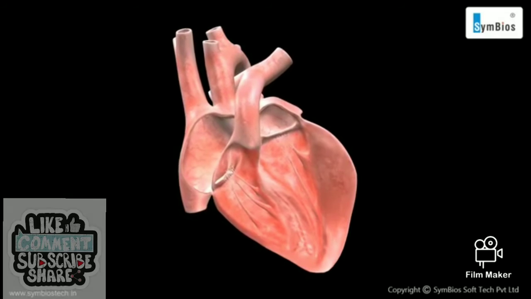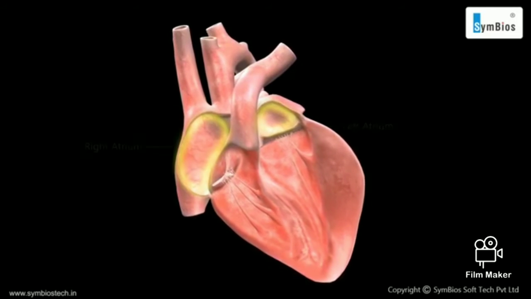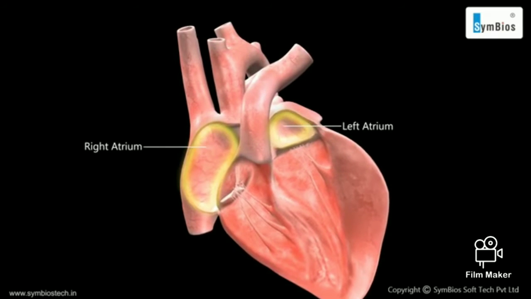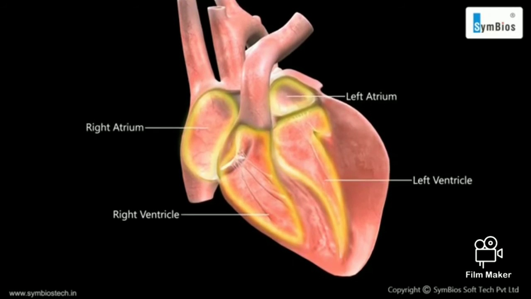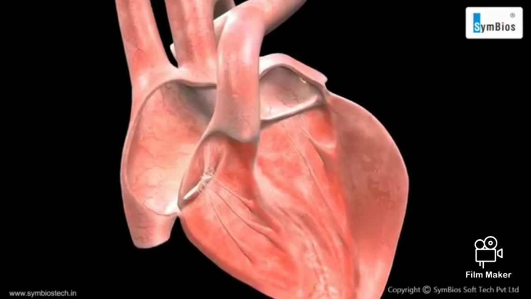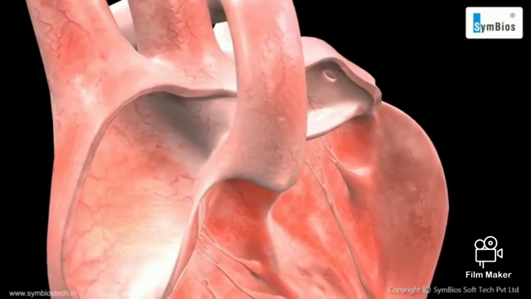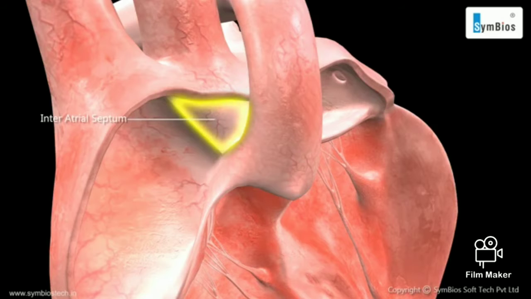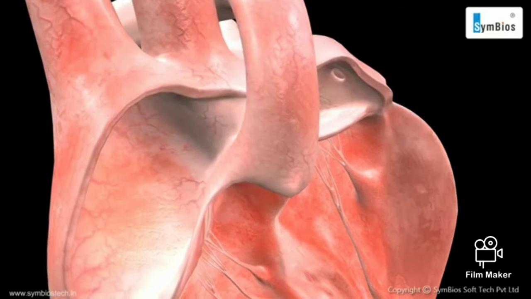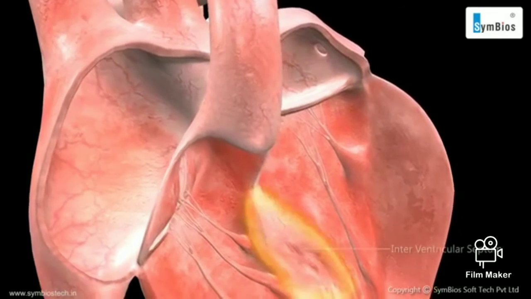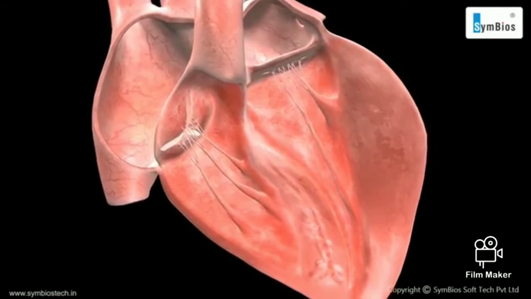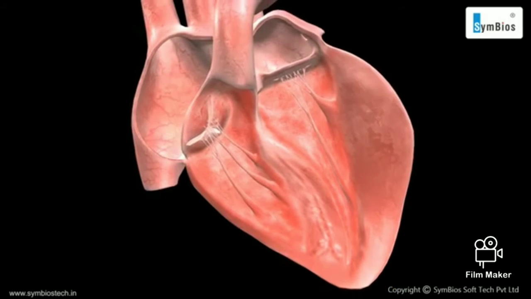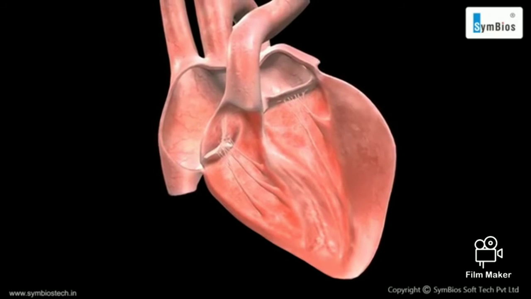The heart has 4 chambers: 2 small upper chambers called atria and 2 larger lower chambers called ventricles. The right and left atria are separated by a thin muscular wall called the interatrial septum, whereas the right and left ventricles are separated by a thick wall called the interventricular septum. These chambers prevent oxygenated blood from mixing with deoxygenated blood, that is, oxygen-poor blood.